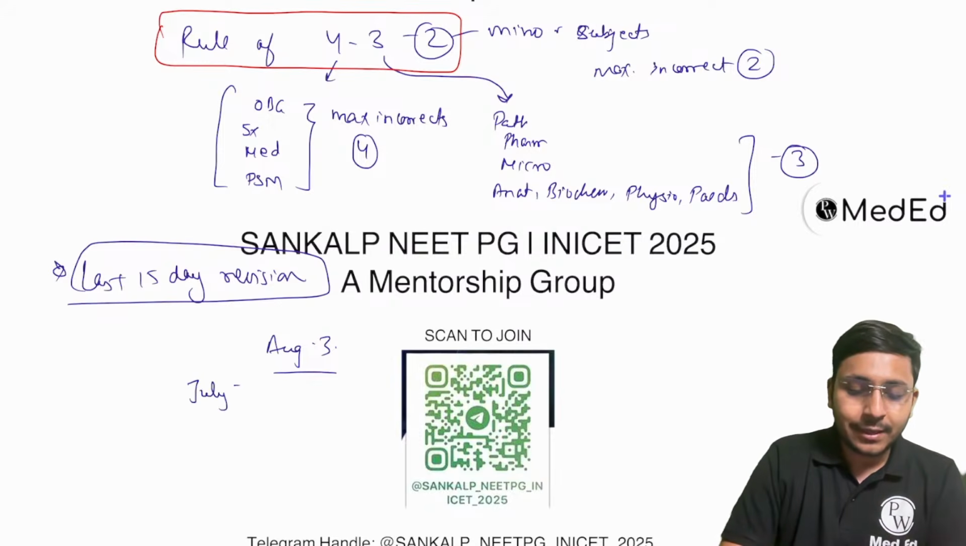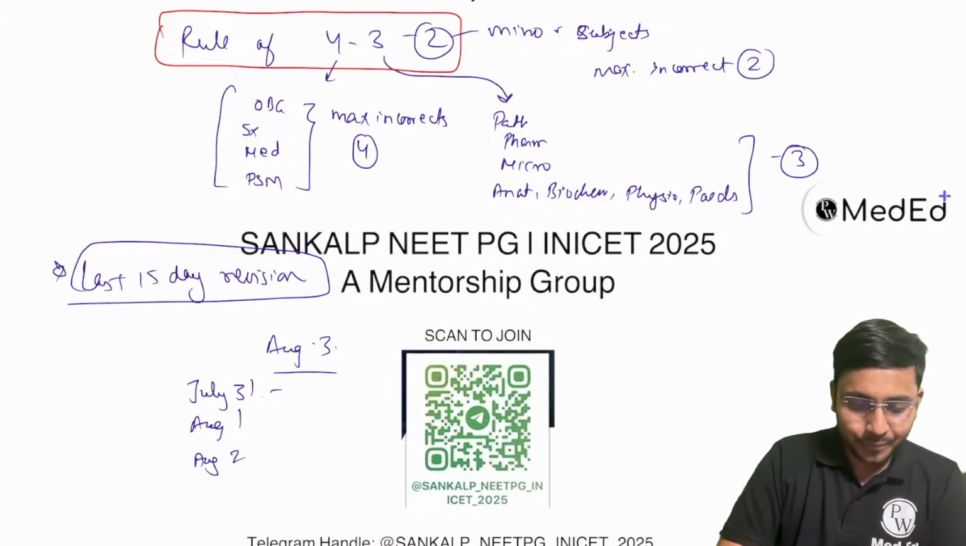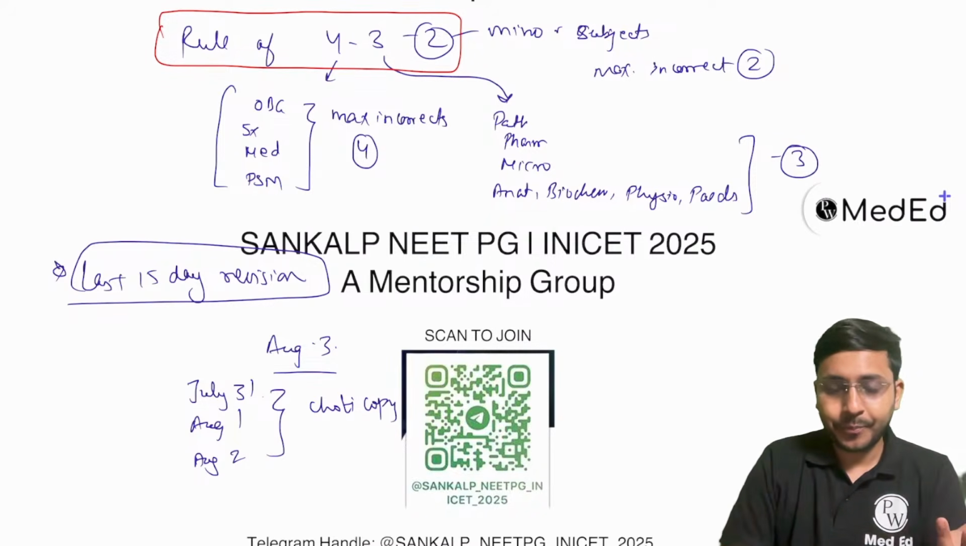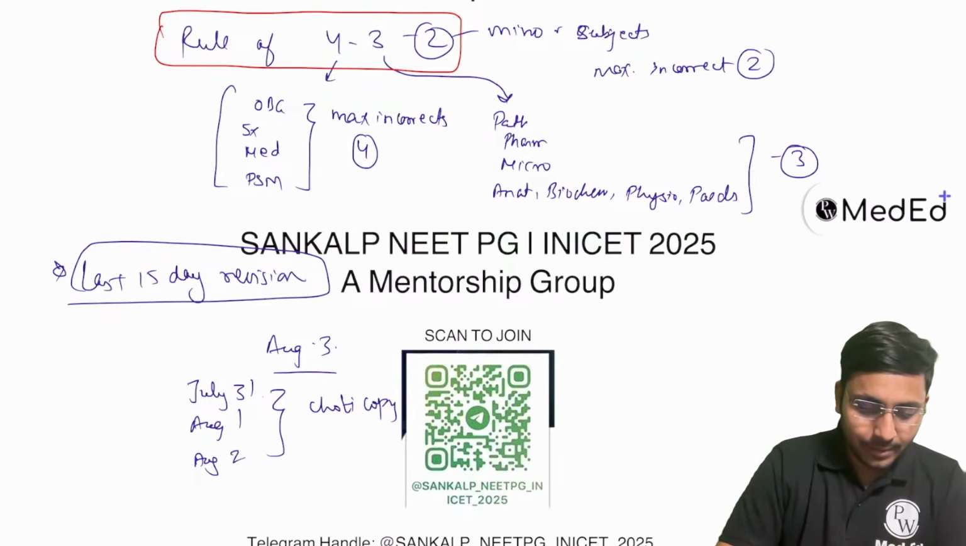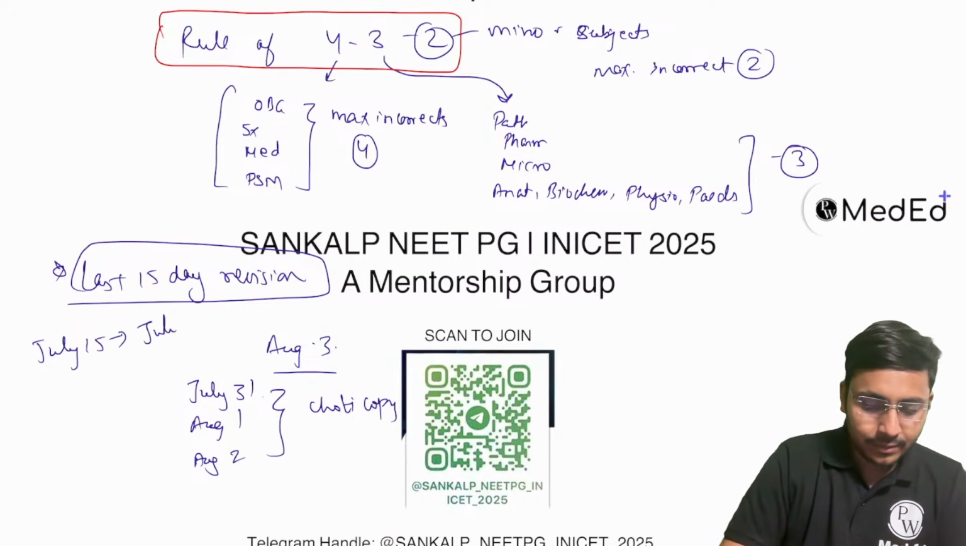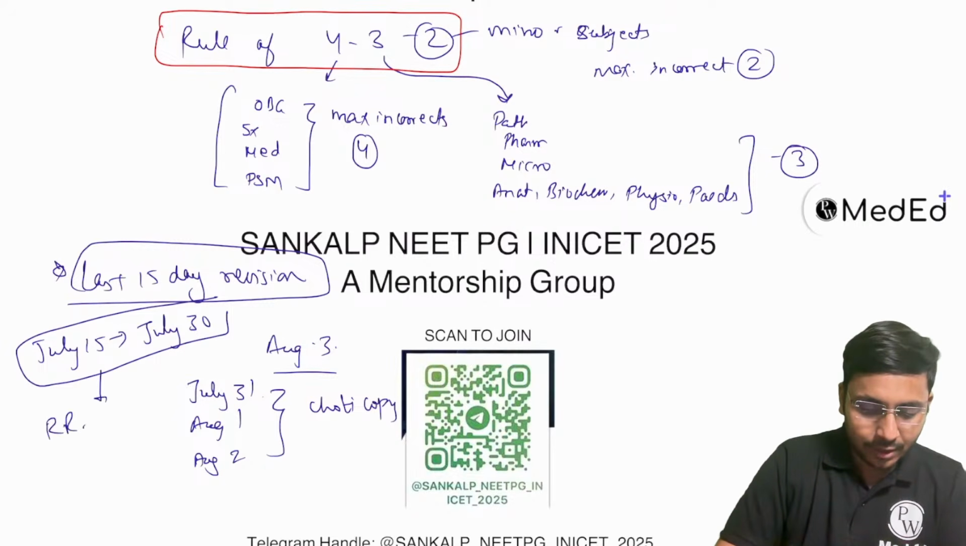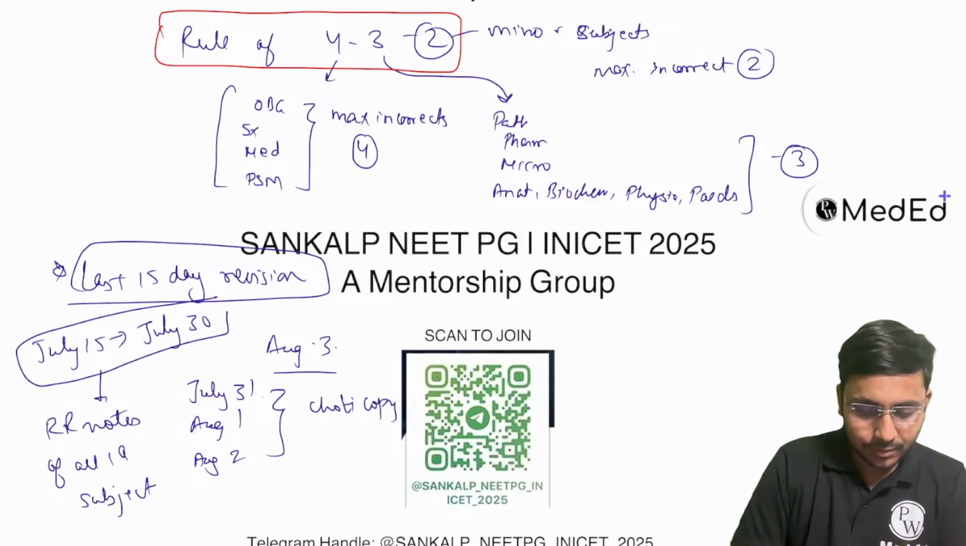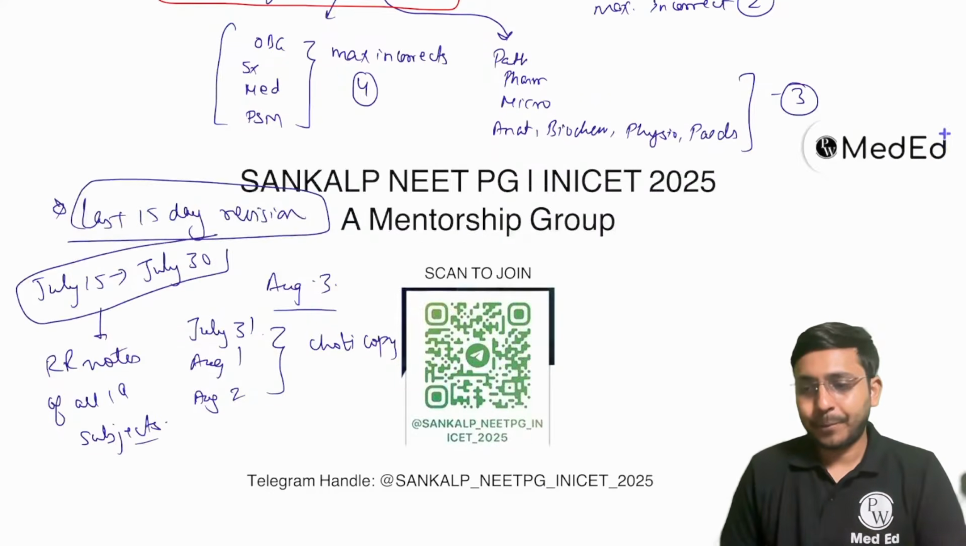So July 31, August 1st and August 2, you keep for your choti copy which has now become a moti copy. And from, let's say, July 15 to July 30, you revise your RR notes of all 19 subjects.